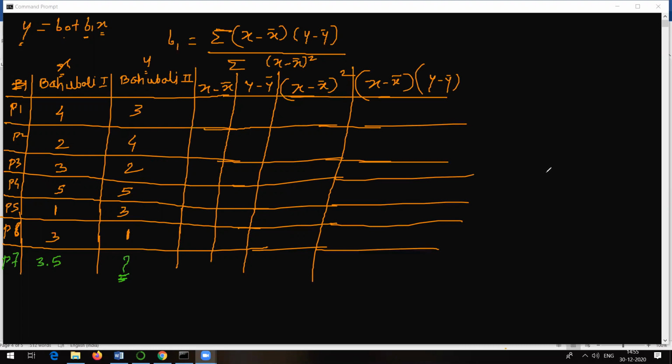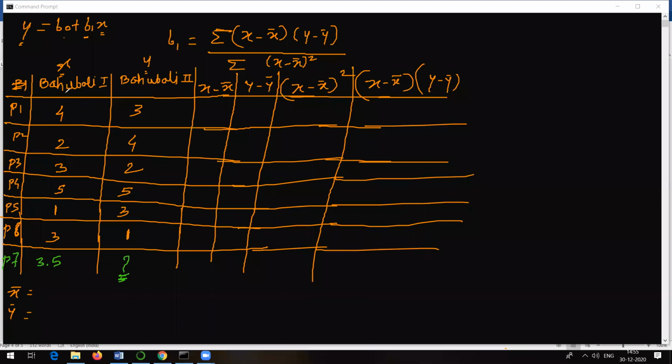So x bar, the mean subtracted value. X bar is the mean actually. Who is asking that? Sharon. X bar is the mean, I will tell you that. See, how to find out x bar and y bar? So I will write out the value of x bar and y bar. So x bar is simply the mean, that is average.